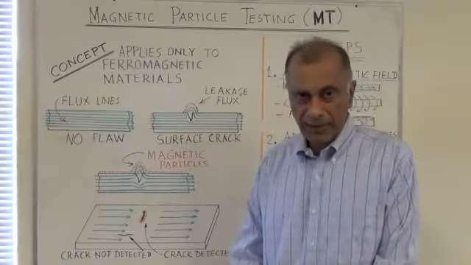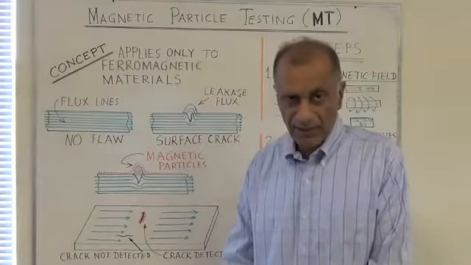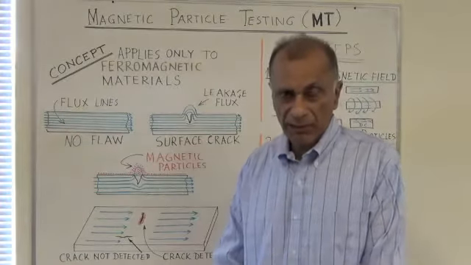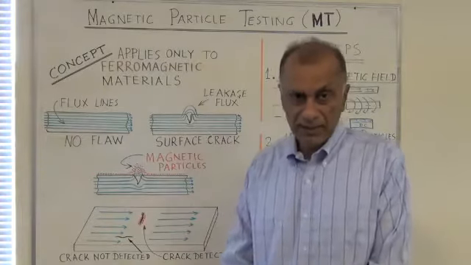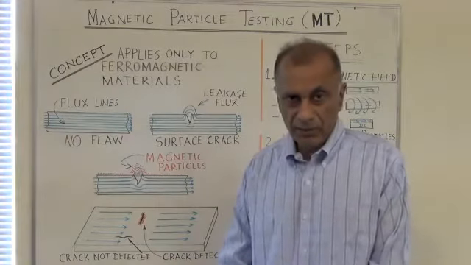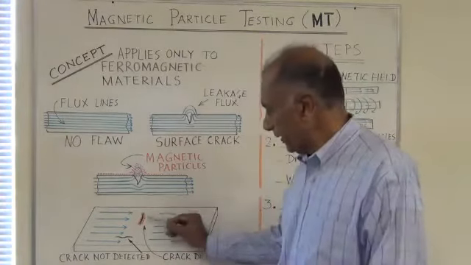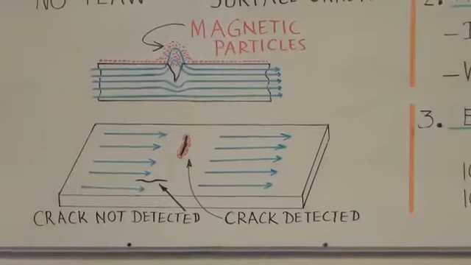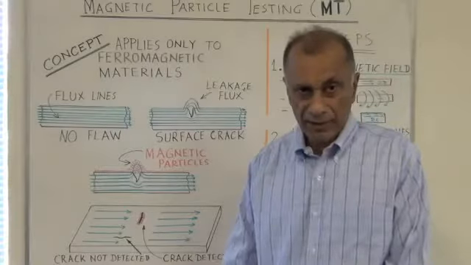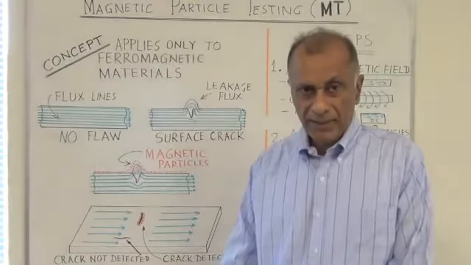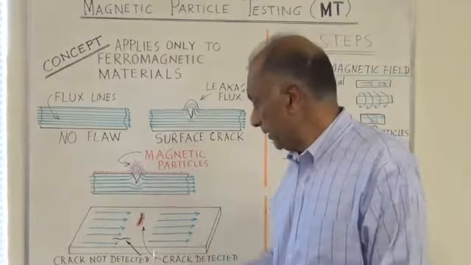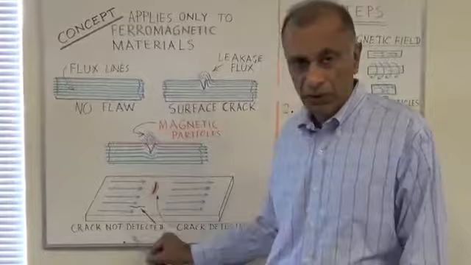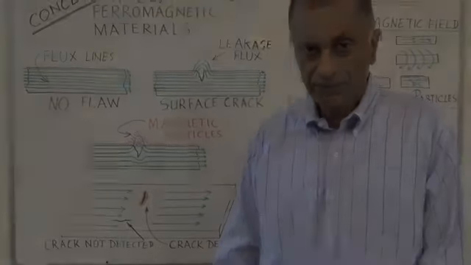One thing we have to understand about magnetic particle testing is that it's sensitive to cracks which block the magnetic field. So it's very sensitive to cracks which are perpendicular to the magnetic field as shown here. However, if the crack is parallel to the magnetic field, it could be missed and not detected. So MT testing is very sensitive to cracks perpendicular to the magnetic field, and it will also detect cracks which are 45 degrees to the magnetic field.